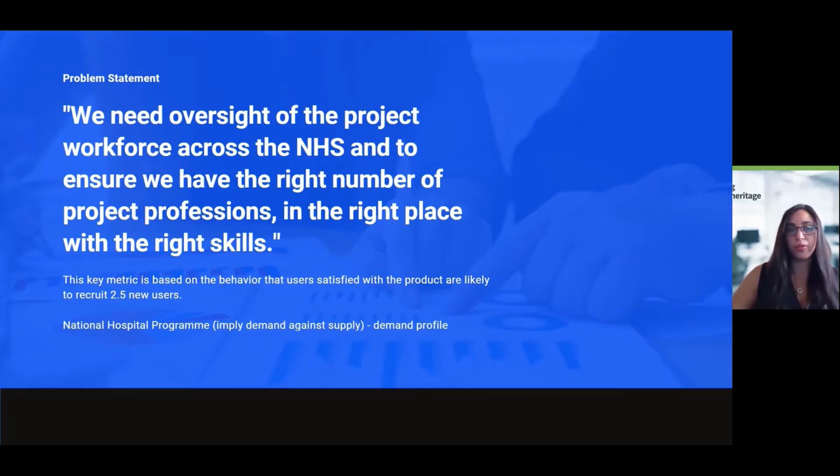The problem statement: we need an oversight of the project workforce across the NHS and to ensure we have the right number of project professionals in the right place with the right skills. This key metric is based on the behavior that users satisfied with the product are likely to recruit 2.5 new users. National Hospital Programme, implied demand against supply, demand profile.